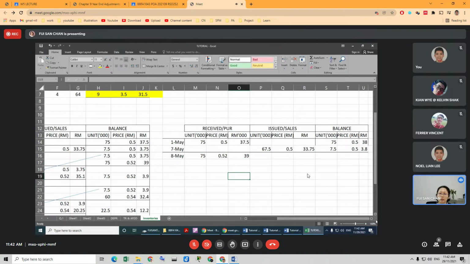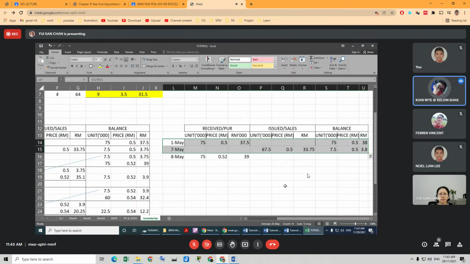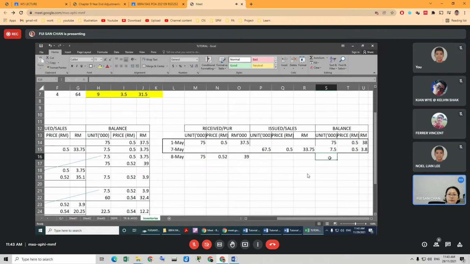Then I would like to calculate my balance. So tell me, how much is the balance? How much in total? We have here we remain 7.5. How much is the total? 80, 84.8, 84.5? No. 80, 82.5. 82.5. Yes, correct. How do you get 82.5?